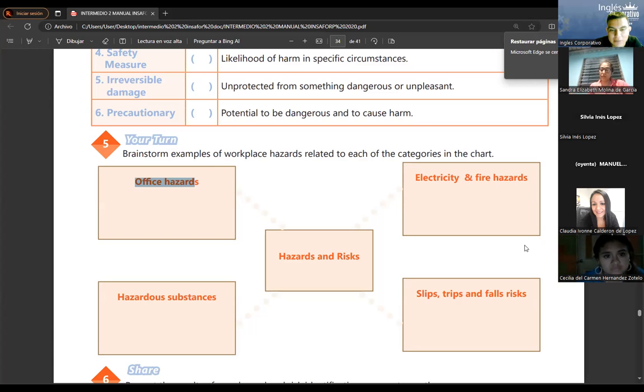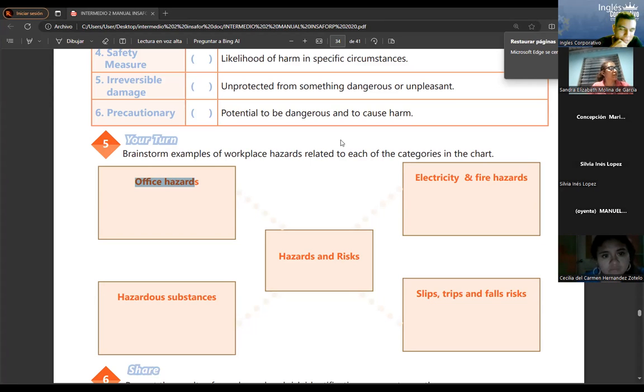Okay, about electricity and fire hazards. Electric shocks. Ah, electric shock. Good. Another one, electricity and fire hazards. Wet cables. Wet cables might be another hazard.